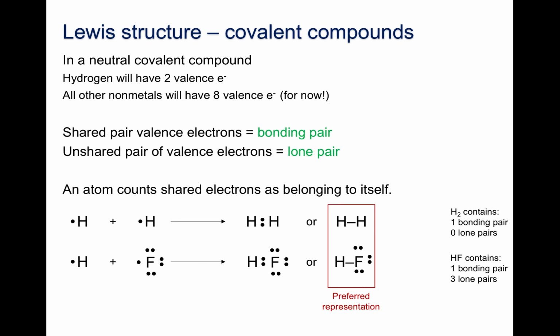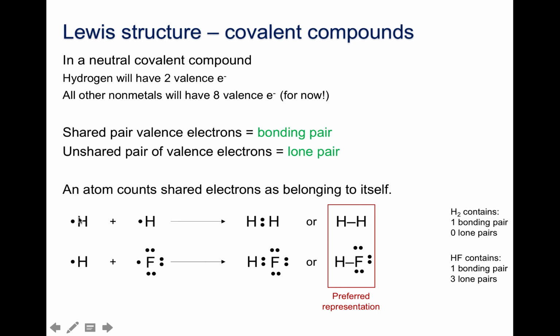In a covalent compound, you know that there are electrons that are being shared between 2 atoms, and there are also valence electrons that are not being shared, and we have terms for each of those. The shared pair of valence electrons is called a bonding pair, and an unshared pair of valence electrons is called a lone pair of electrons.